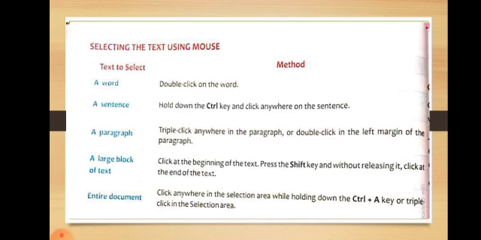If you want to select the entire document, what will you do? To select the entire document, we can use the shortcut key Ctrl plus A, or click thrice in the selection area, that is, triple click in the selection area.